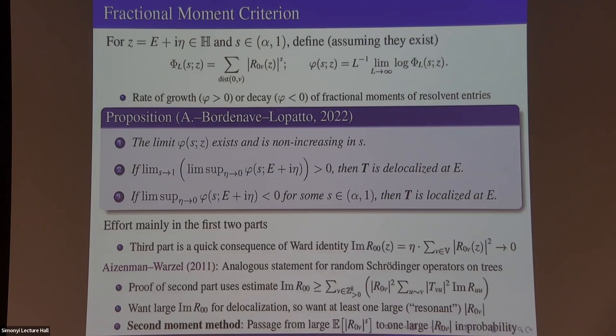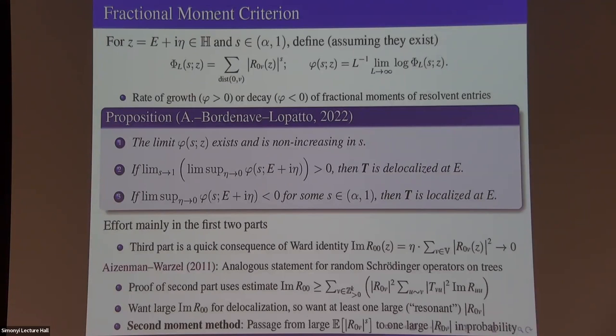The effort of this proof mainly consists of the first two parts. The third is a quick consequence of a fairly well-known identity called the Bordenave identity. And as I mentioned before, an analogous statement was shown for random Schrodinger operators on tree graphs. A key part of the argument they use, I don't have the time to explain fully, although I like it very much.